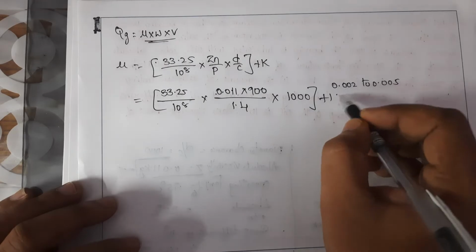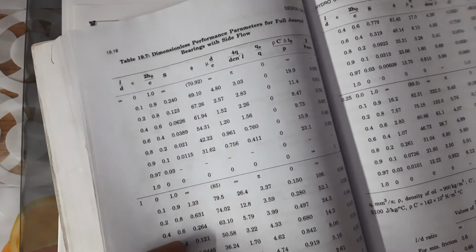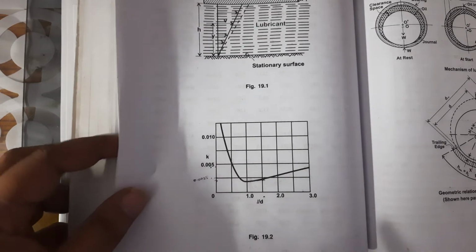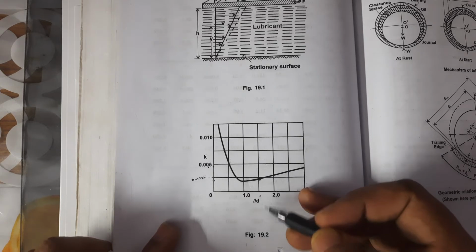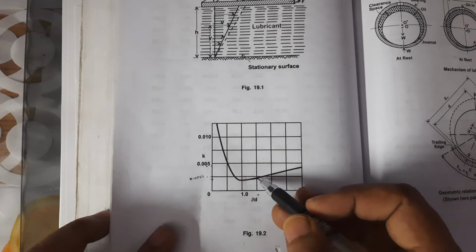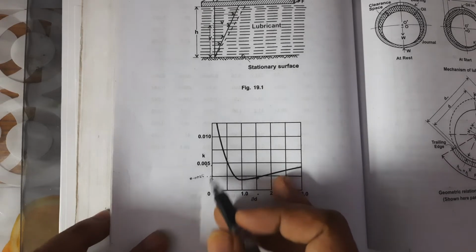that is from the graph. That is in page number 1, let me show you that. So using the L by D ratio we can find the K value. We have to find the L by D ratio, go above the line to the point where it touches the curve, then go to the left and you can find the K value. So you just substitute the K value.